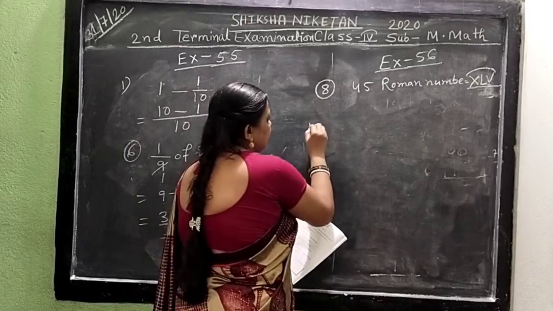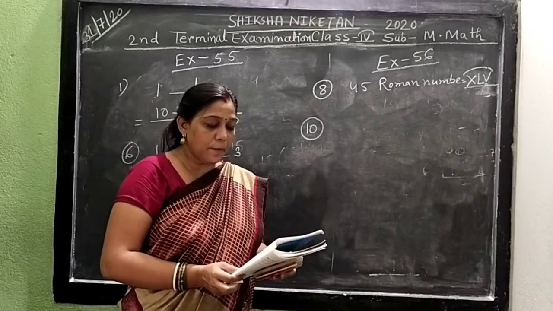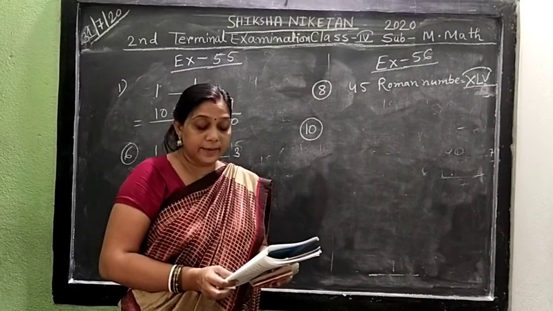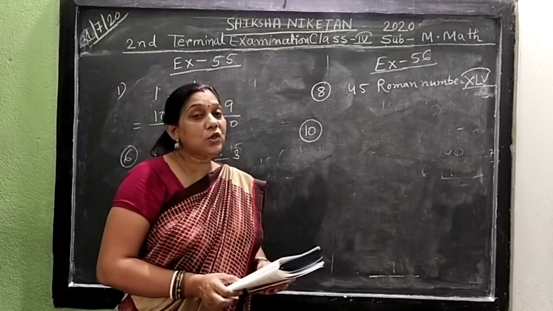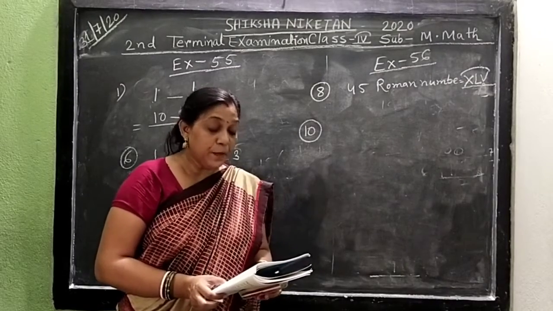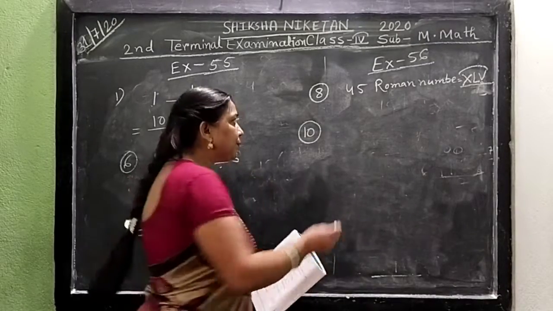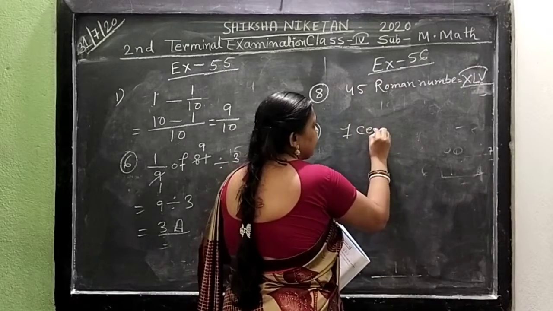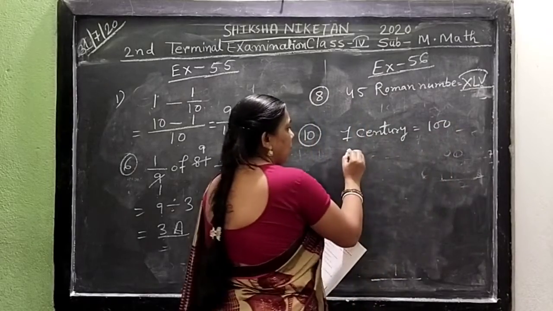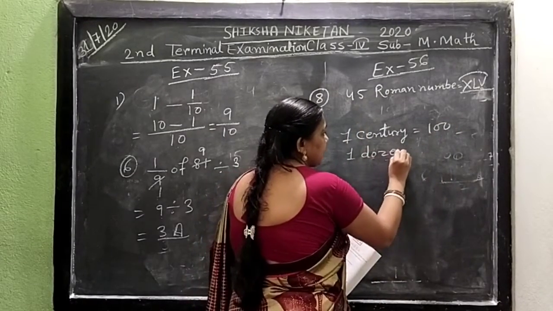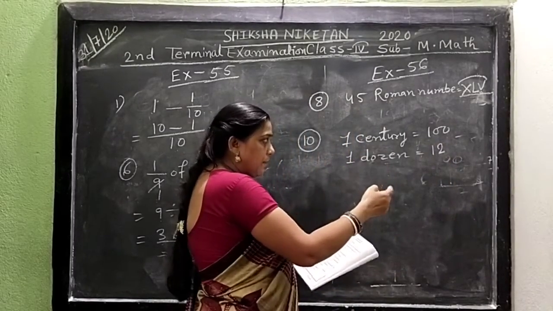Math number 10 of exercise 56. I read the math. When the product of a century and a dozen is divided by 25, the quotient is and the remainder is. I saw in previous videos product means multiply. Okay. Then 1 century is equal to 100. 1 dozen is equal to 12.